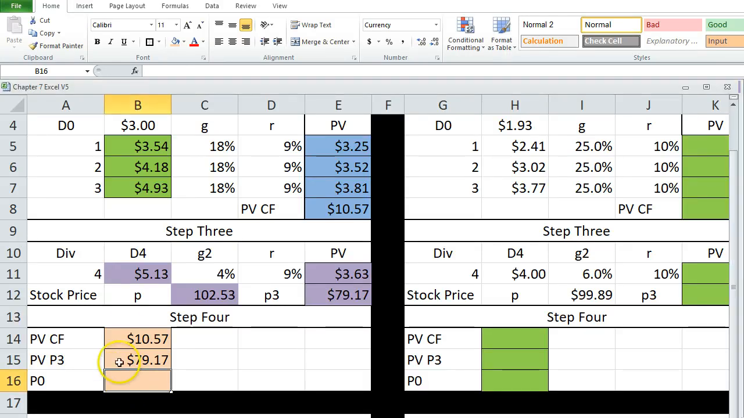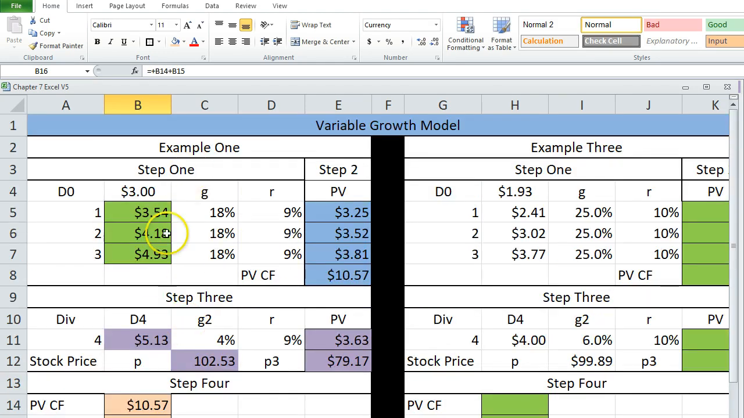So it's basically saying the present value of the cash flows plus the present value of the stock price should be the current stock price. Okay, so if you're having trouble following me in this problem, this is detailed in the textbook, and it's also most likely going to be a homework problem from the textbook as well in the homework manager. So this is how you could solve it using Excel.